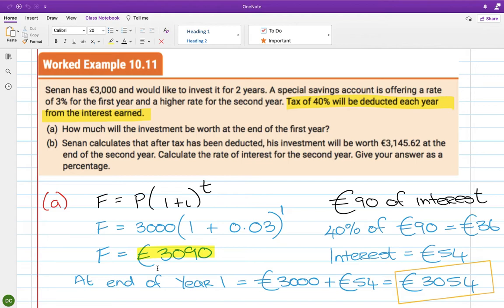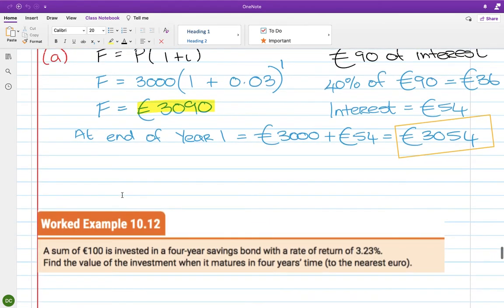So Senan calculates that after tax has been deducted, his investment will be worth 3,145.62 at the end of the second year. Calculate the rate of interest for the second year and give your answer as a percentage.